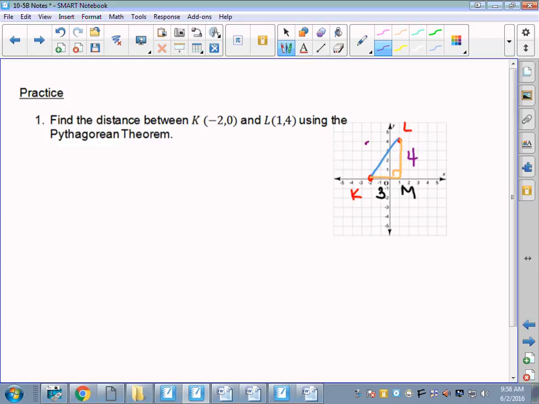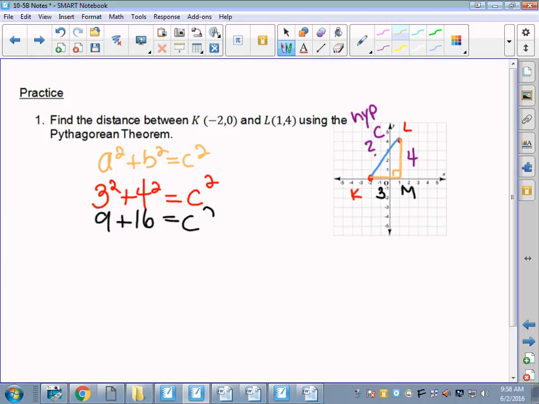And this is our missing part that we want to know, right? That's our C, or our hypotenuse. So we can do Pythag, a squared plus b squared equals c squared. And we would have 3 squared plus 4 squared. Remember, it doesn't matter which order. You could have 4 squared plus 3 squared equals c squared. Or you could use an x, or whatever letter you like. 3 squared is 9, plus 4 squared is 16. 9 plus 16 is 25.